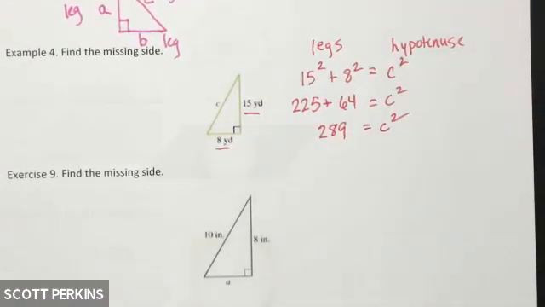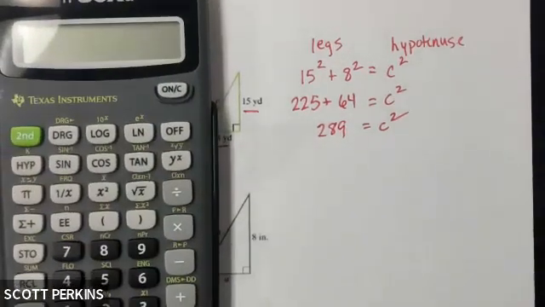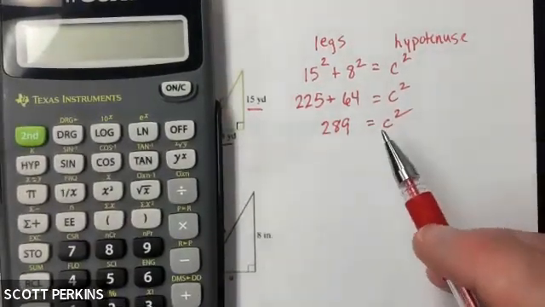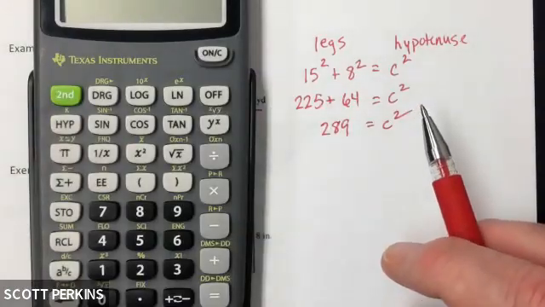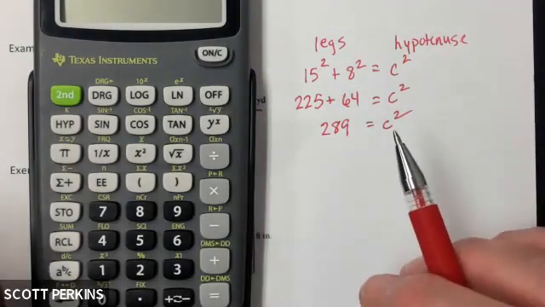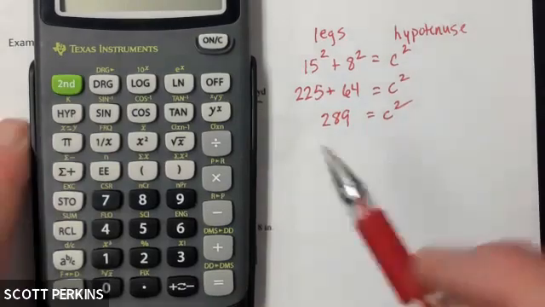And then the last thing, okay, so I know now that C squared is 289. What button on my calculator am I now going to hit in order to figure out what just plain old C is going to be? Yeah, I'm going to hit the square root button.